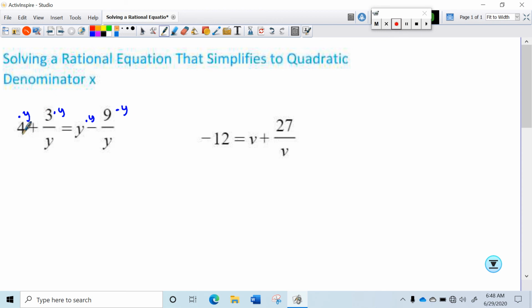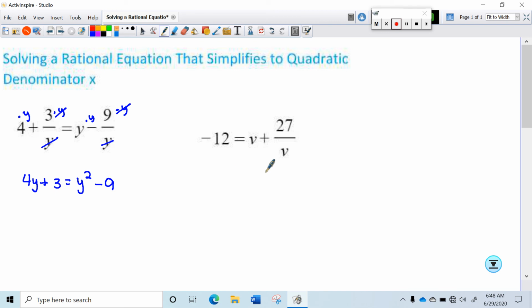and multiply. So 4 times y is 4y plus sign. And when you have a fraction, something on the top with the same thing on the bottom cancels out. So that's just a 3 there, equals y times y is y squared minus sign. Top y cancels with bottom y, 9.